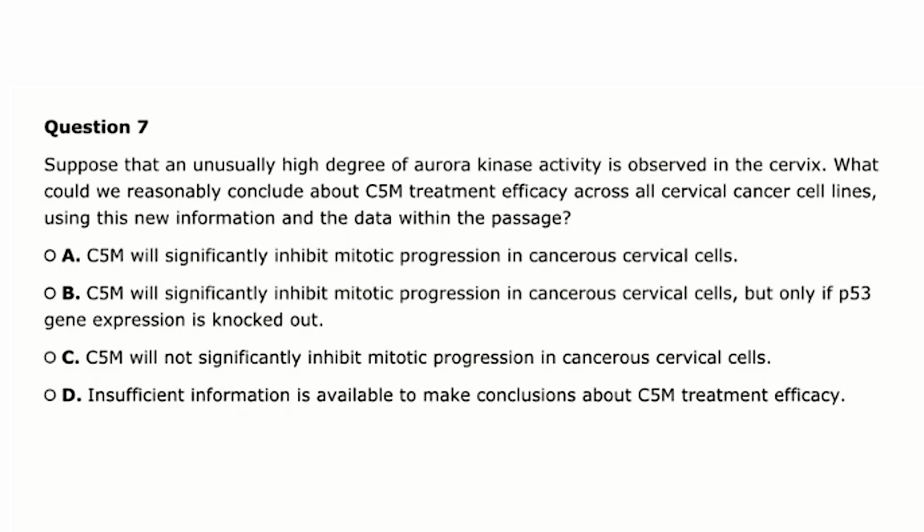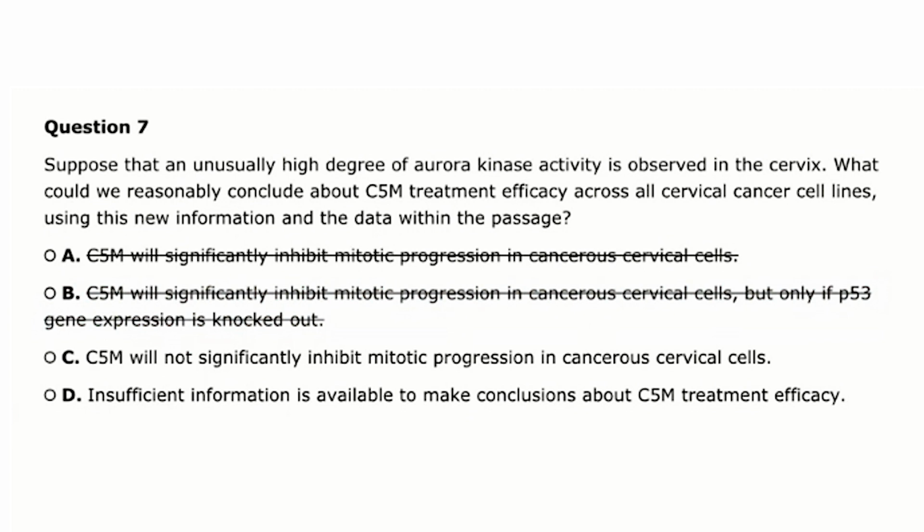Okay, then I'm going to look at the next one. C5M will significantly inhibit mitotic progression in cancerous cervical cells, but only if P53 gene expression is knocked out. I know that P53 knockout does inhibit the efficacy of C5M, but I specifically looked at that with a colon cell line, my HCT116, which was a colon carcinoma. That gives me no information about cervical carcinoma, so that is completely out of scope for me. That maybe could be true, but they did not give me that information in the passage. So I'm going to cross that out as well.